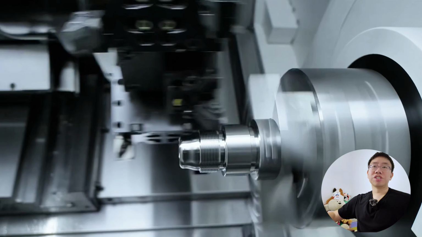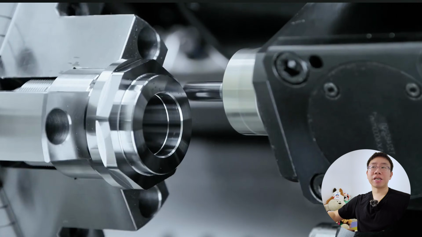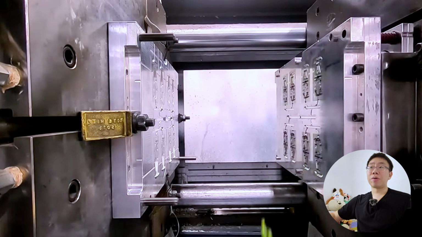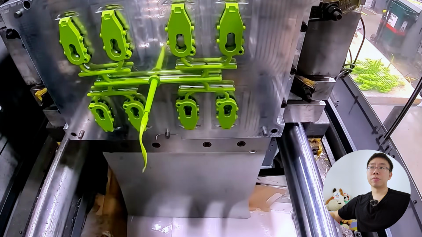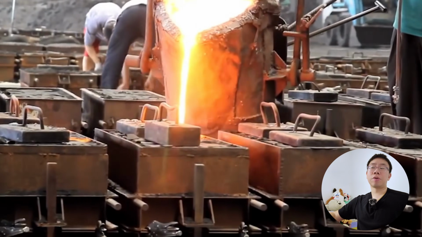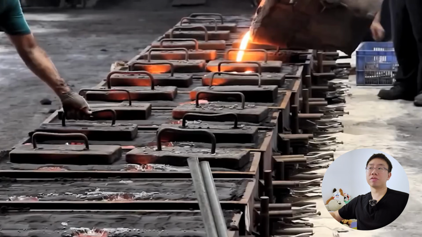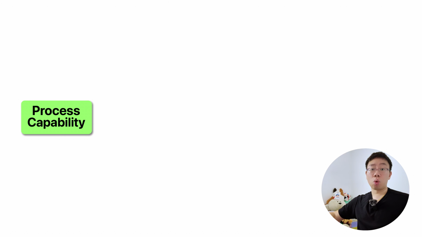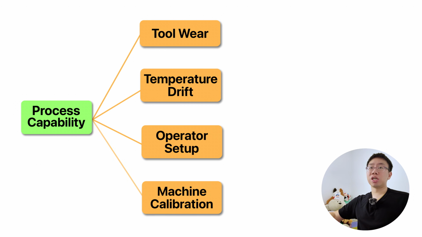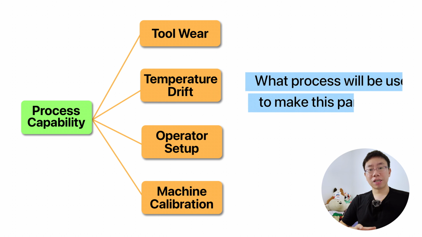Not all processes can hold the same tolerances. So a CNC lathe cutting steel might easily maintain plus minus 1/100 of a millimeter. However, an injection molded plastic housing might vary between plus minus 5/100 of a millimeter to 1/10 of a millimeter due to material shrinkage. A sand cast aluminum part may have plus minus 5/10 of a millimeter or worse. Even within one process, factors like tool wear, temperature drift, operator setup, and machine calibration all affect consistency. That's why before you add any tolerances to a drawing, you should ask what process will be used to make this part.